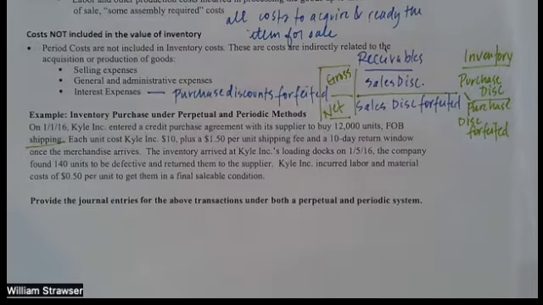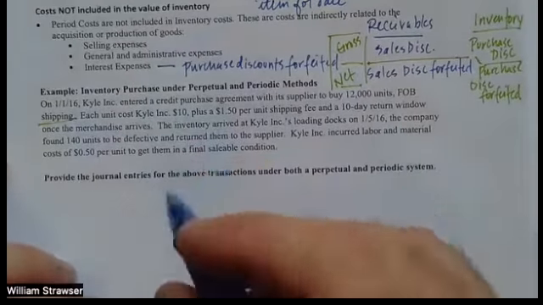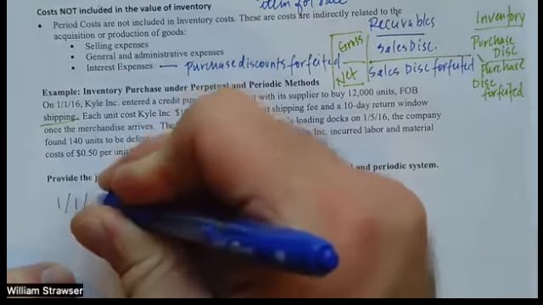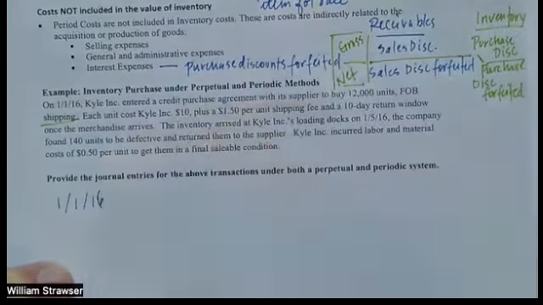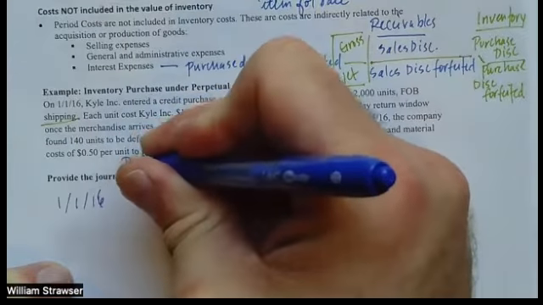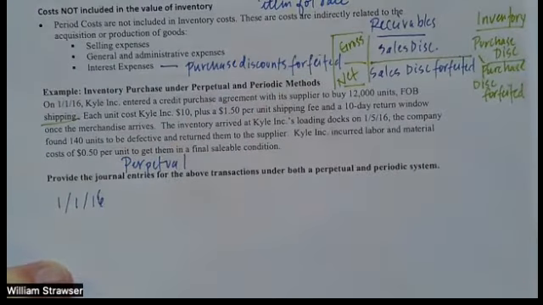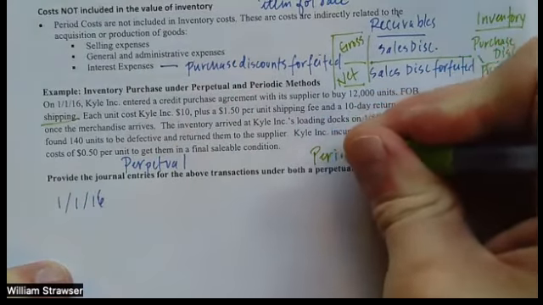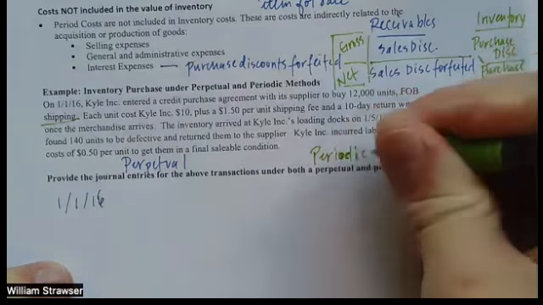So if we're looking at this from both the perpetual and the periodic methods, we'll assume that they shipped on 1/1/16. That's when title would exchange. So we record the purchase of it on that date. The blue will be my perpetual purchase record, and I'll do the other in green, the periodic. Notice we don't have a sale. No sales are embedded in here.